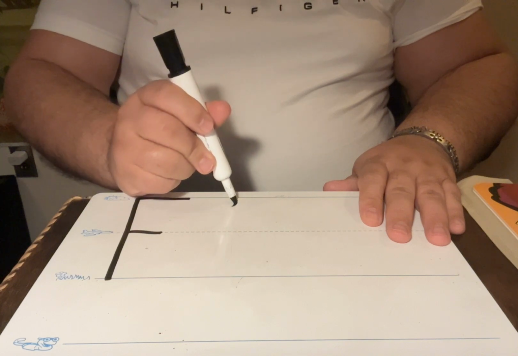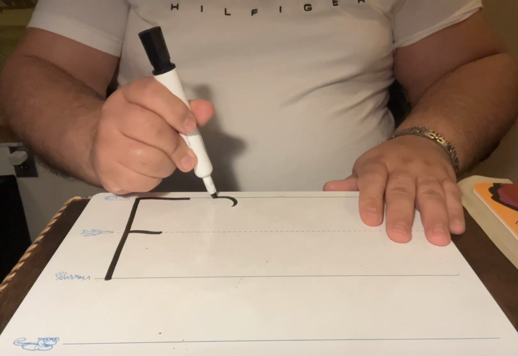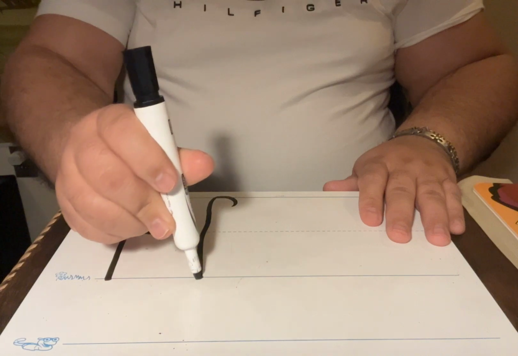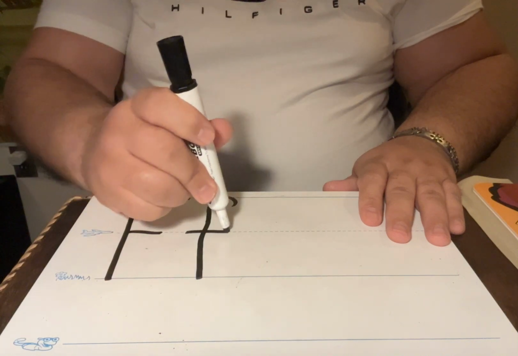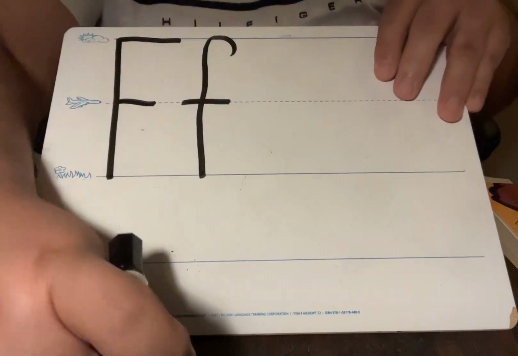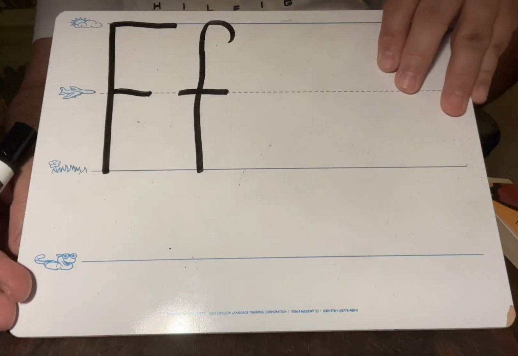Lowercase f, you make a hook up here on the top of the sky, go down to the grass, pick your marker up, and go across the airplane line. And that's F, fun, f.